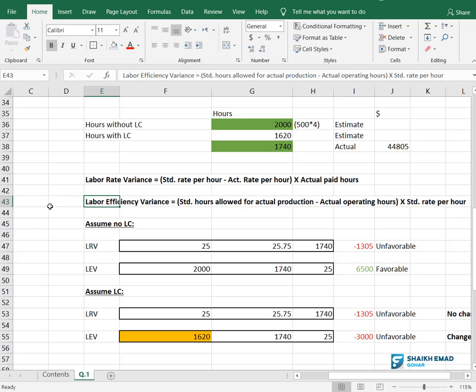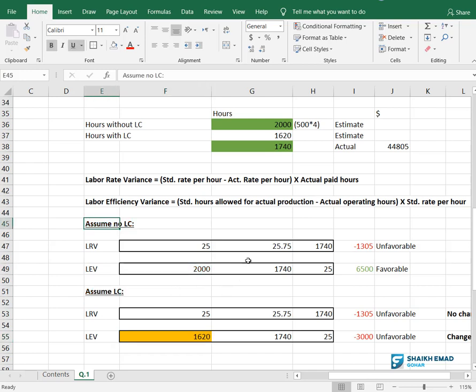Okay. So see, I wrote here 2000 if no learning curve. See here, assume no learning curve. So I wrote 2000. Assume learning curve. So how much did I write? 1620. I hope you people are getting the story. If no learning curve, 2000 is allowed. If learning curve, 1620 is allowed. So no confusion here.